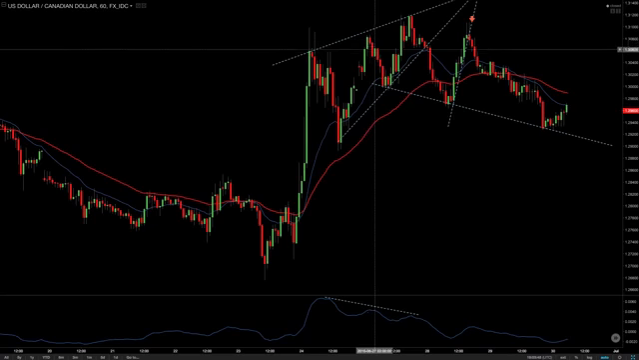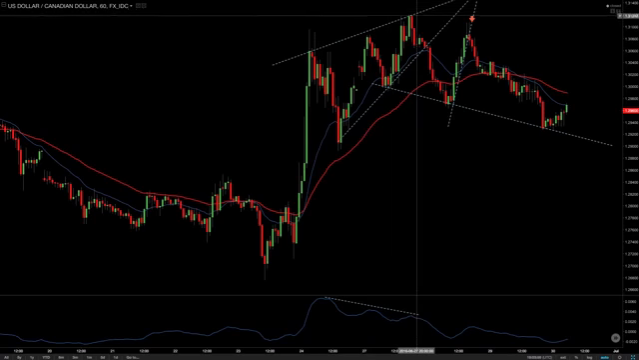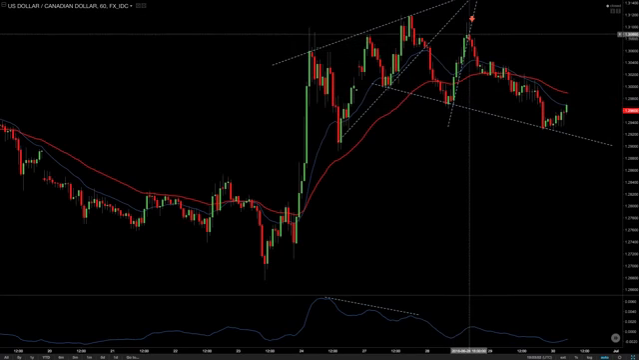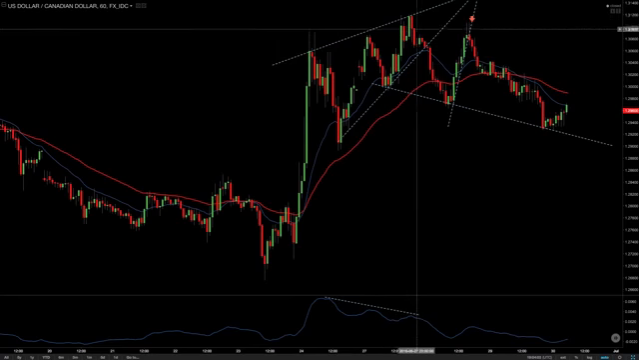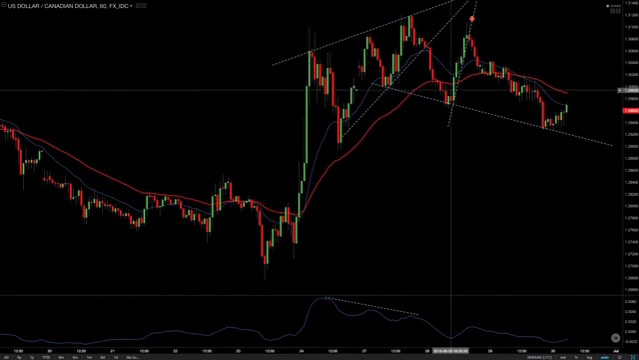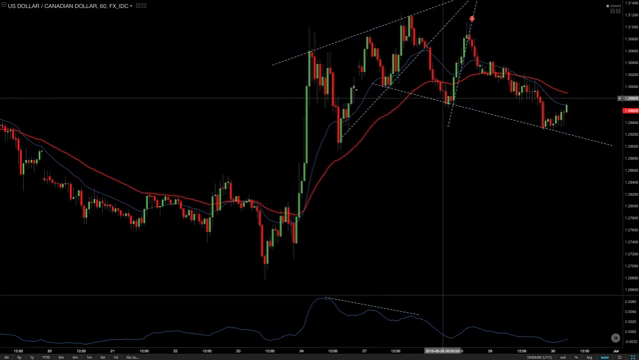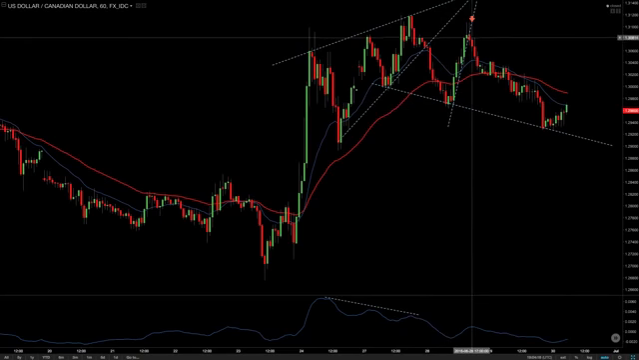So left shoulder, pull back to neckline, head, pull back, right shoulder. So now we have a rising wedge, we have a flag pattern on the 4 hour chart, we have a breakdown which gives us a lower low. This lower low is the first sign of a potential trend change, and then we have a pullback, which was retesting the bottom of that flag pattern on the 4 hour chart, and it gave us a head and shoulder pattern with a tweezer top here on the 1 hour chart.